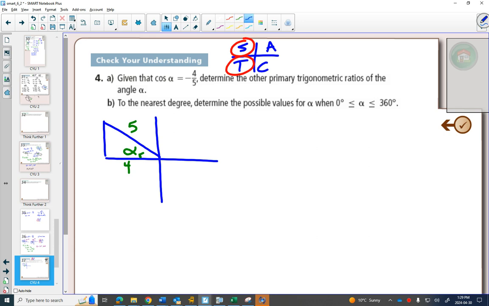And it could also be that it's in quadrant 3. I go back to my nearest x-axis, I label my reference angle, and adjacent over hypotenuse would be 4/5.